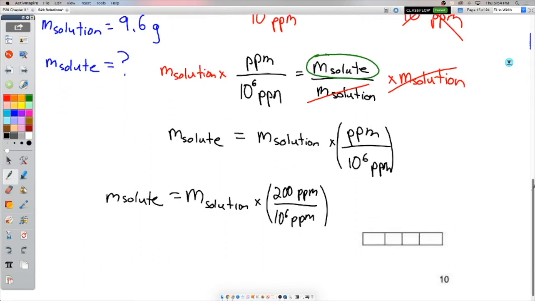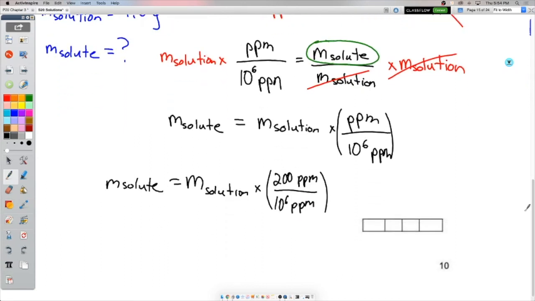Okay, and look what happens to the units here. Perfect. Remember, units are a free way to check your work. Take advantage of it. Parts per million over parts per million. Boom, boom. Okay, there we go.